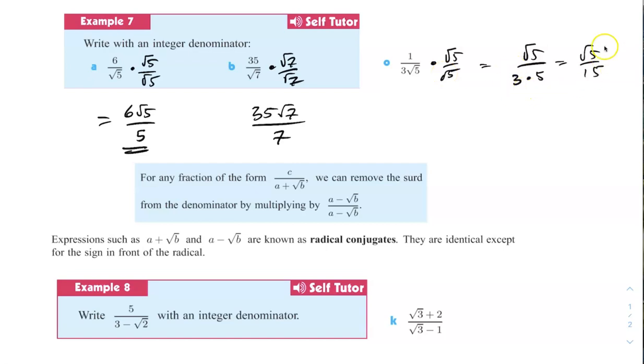Now this does not reduce. Some people try to. Remember, this is in the radical, so that's like its own little world. That's stuck. Oh, that's bad. Right? This is a radical. This is not a radical. These two things do not reduce.